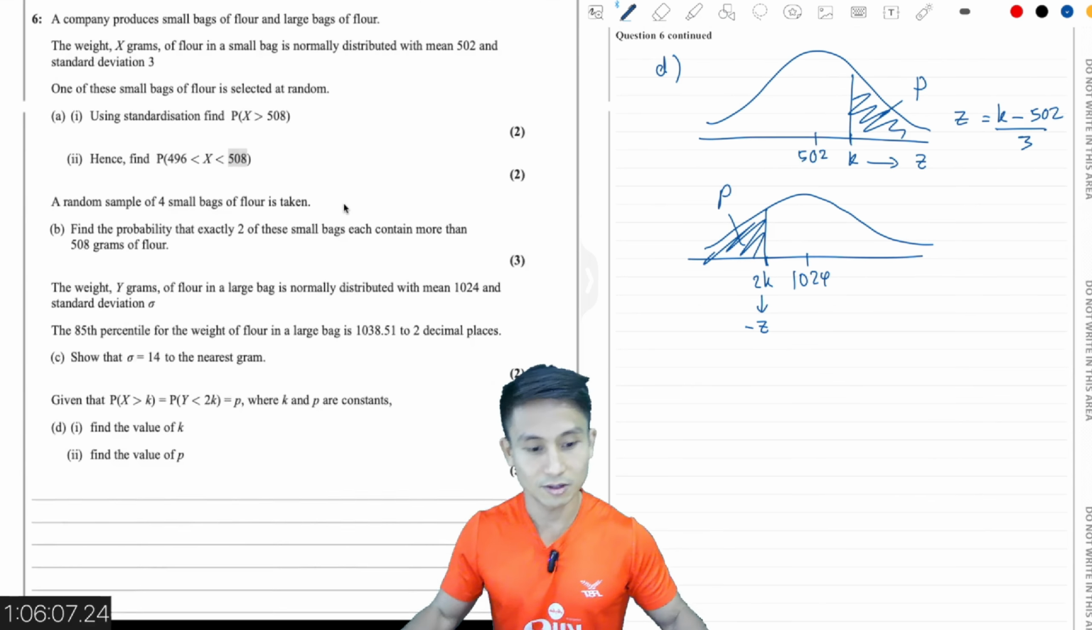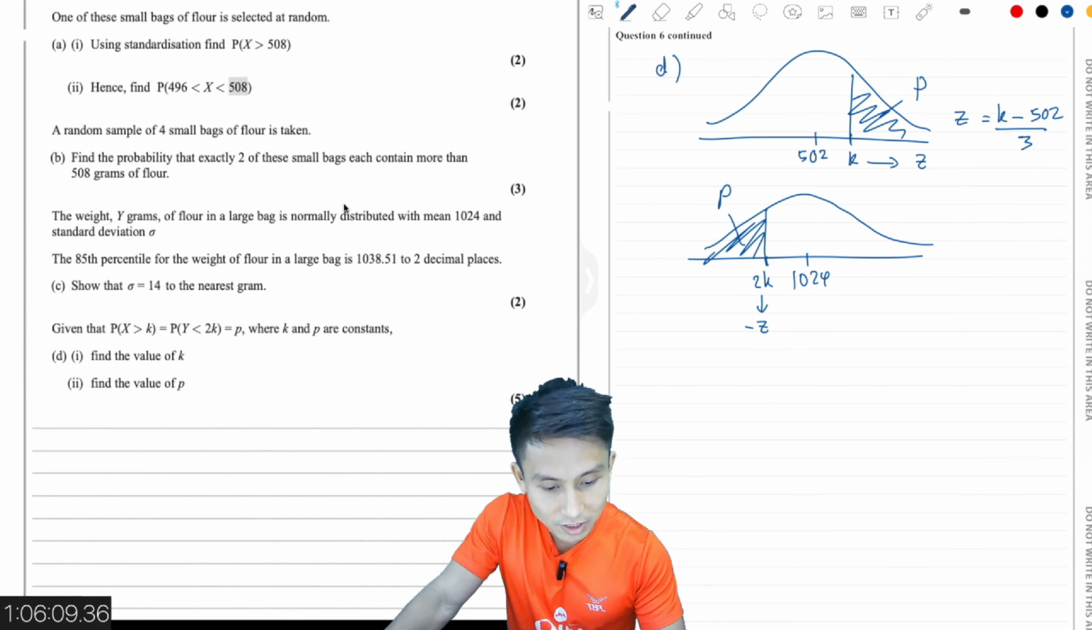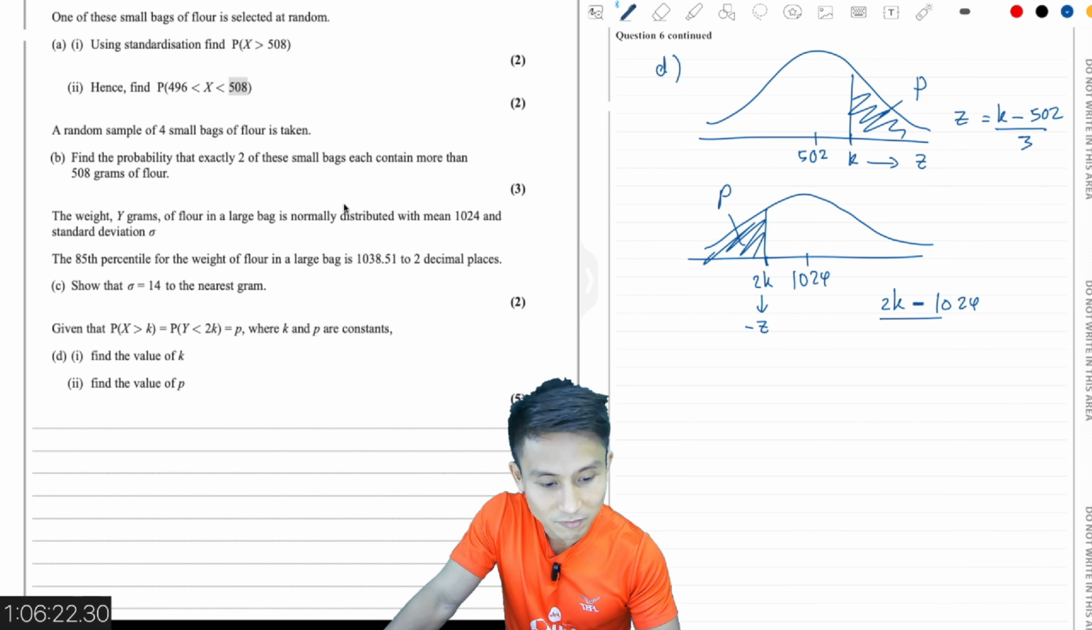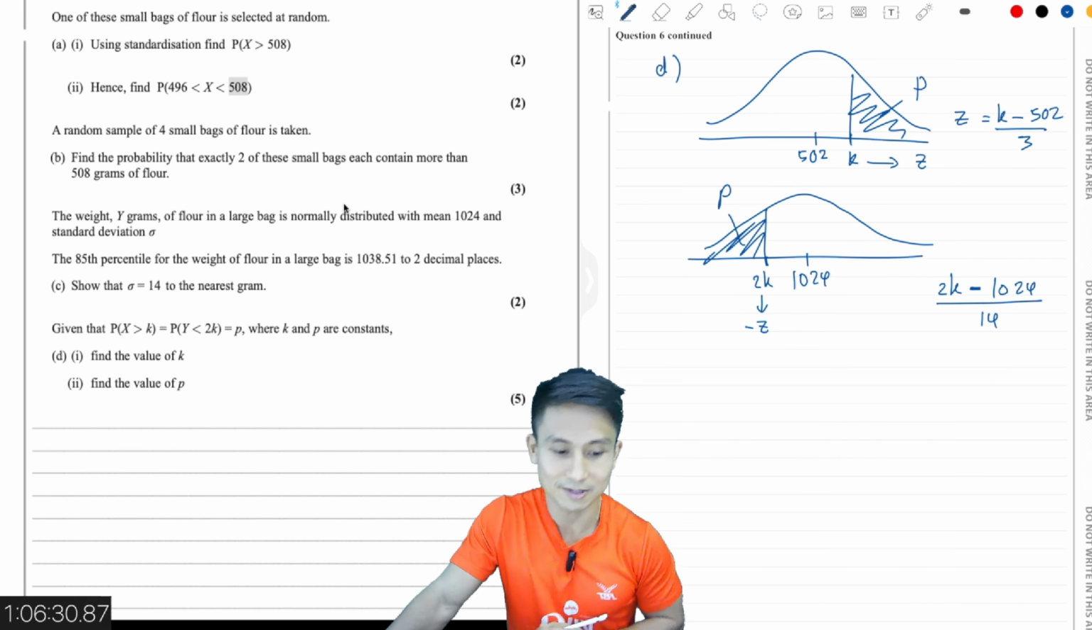Yeah? Okay? And now this one, minus z, right? So it's just minus. I'm just going to do 2k minus the mean, which is 1024, divided by the standard deviation, which is what we got earlier, 14. This is the set for the large bag case.